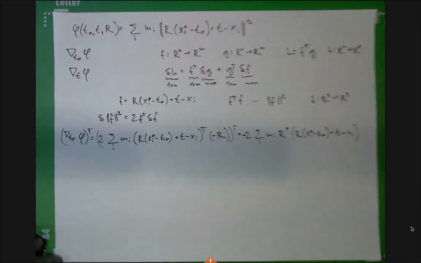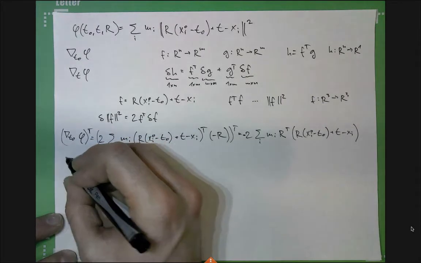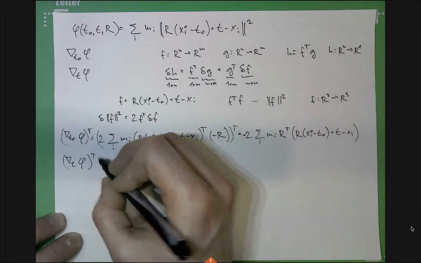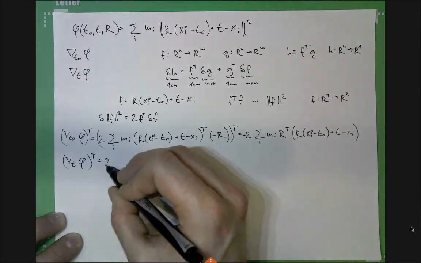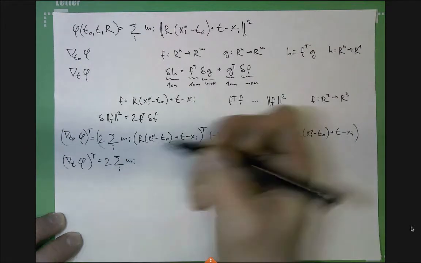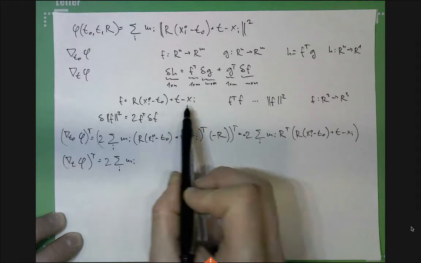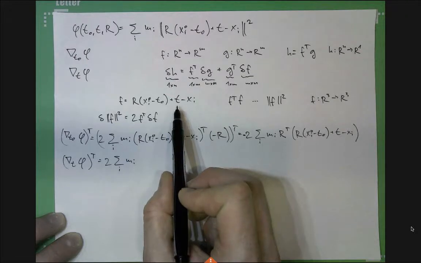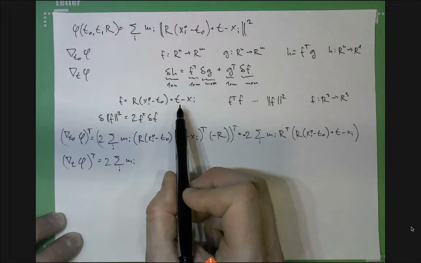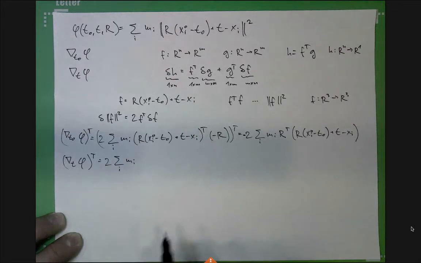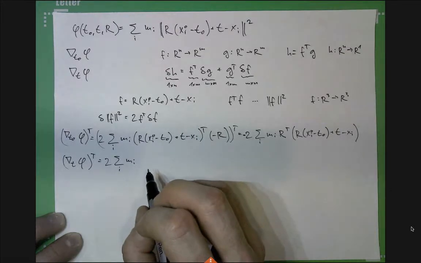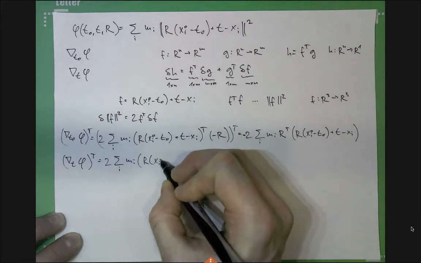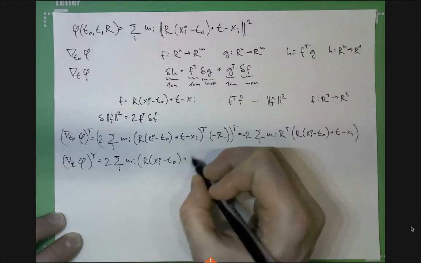So if I do the same thing to differentiate with respect to t, it's going to be really similar. So again, I will put the transposition there already. So what is going to happen? Now I'm differentiating this with respect to t. So what is going to be the Jacobian? Just identity, right? So that means I will get simply this. I will get only r xi0 minus t0 plus t minus xi.